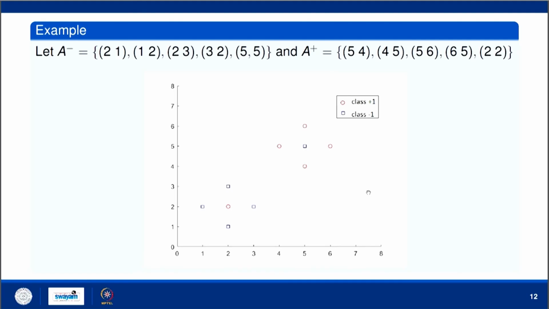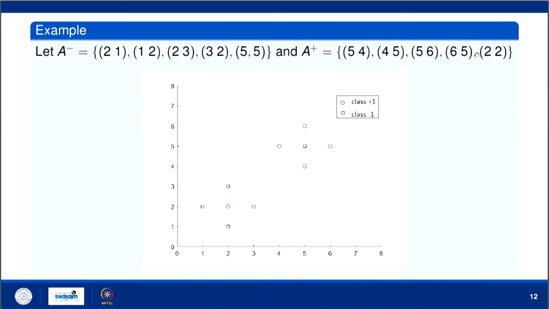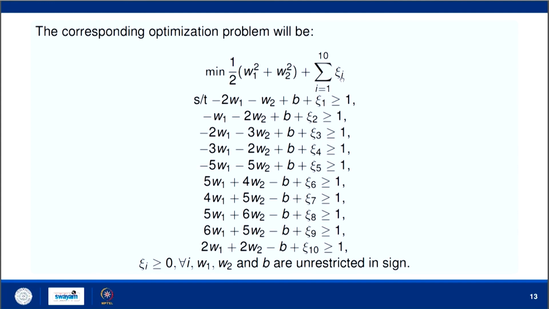So, how can we formulate it? Formulation is quite easy. What will be the objective function? The patterns are in R2, so it will be 1 by 2 times (W1 square plus W2 square) plus C times the sum of misclassification errors. There are 10 patterns, so there will be 10 terms, xi 1 plus xi 2 up to xi 10. I have taken C equal to 1, giving equal weightage to both the objectives.